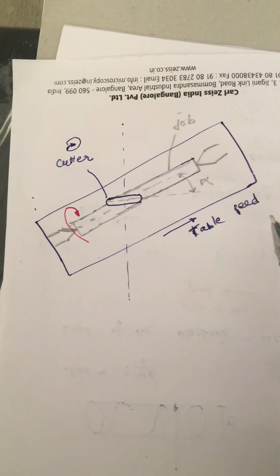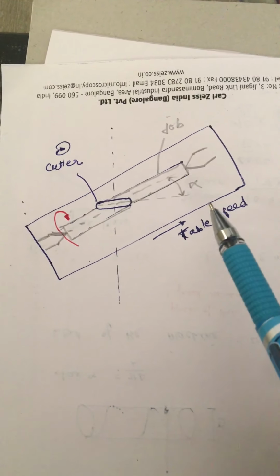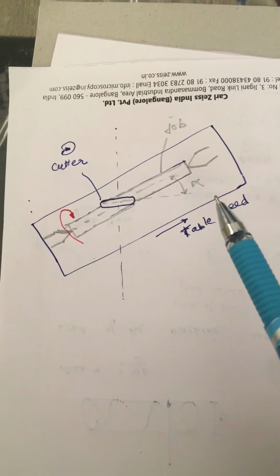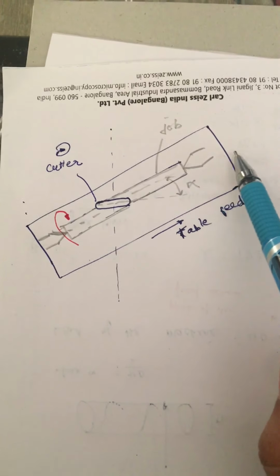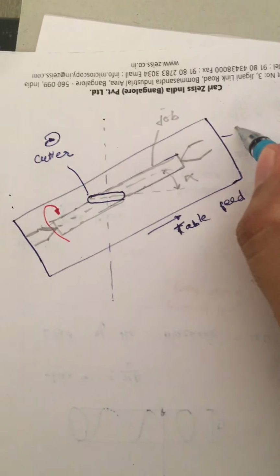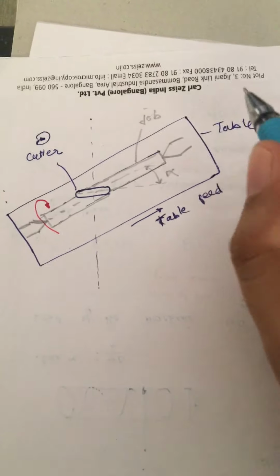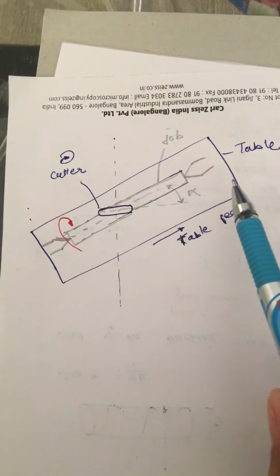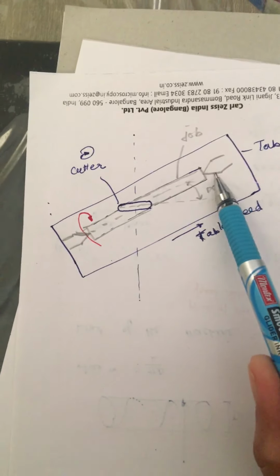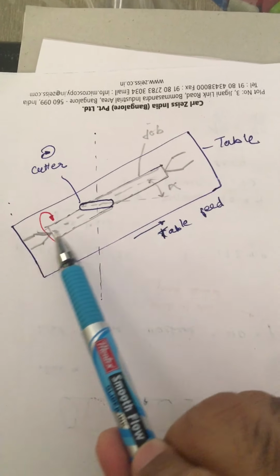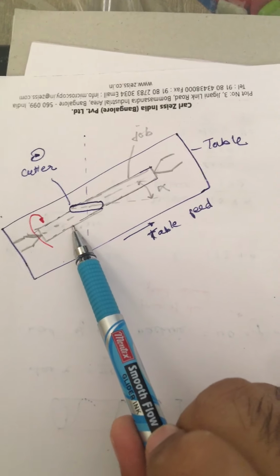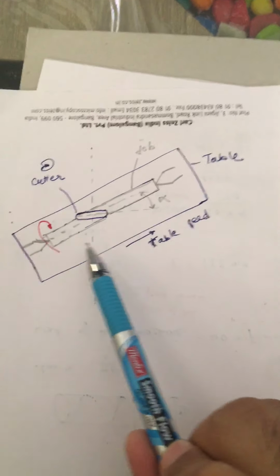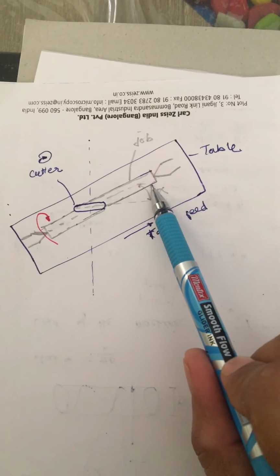So this is a schematic which would give you a basic idea of what things are required. What you can see is this is the table, that is, the table on which the workpiece is mounted. And on this table the workpiece is held here. So this is the workpiece. Obviously this is not the exact way it can be held, it's just a schematic. So the workpiece is held here.